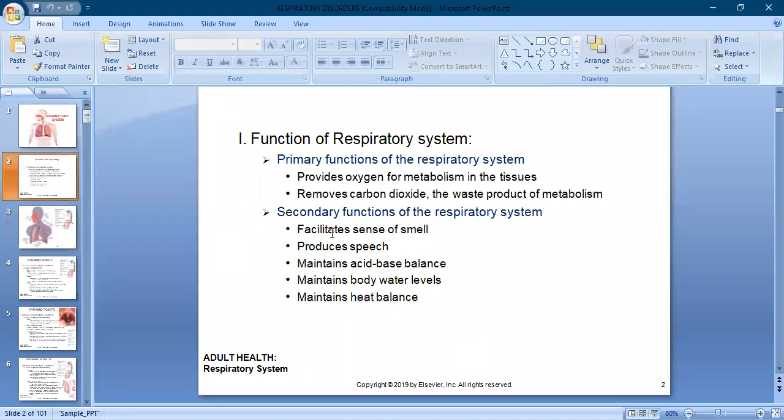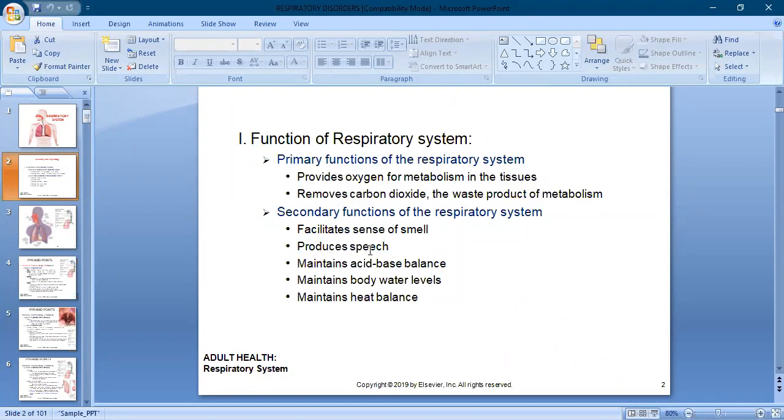Other functions of the respiratory system are that they facilitate the sense of smell. Yes, the nose has cells. The nose can identify what it is, right? Suppose you are sitting there, somebody cooked very tasty food and brings it in front of you. So your nose can feel the taste, what it is. And your salivary glands start to secrete saliva, right? They also produce speech, they help phonation, produce speech, make it melodious.